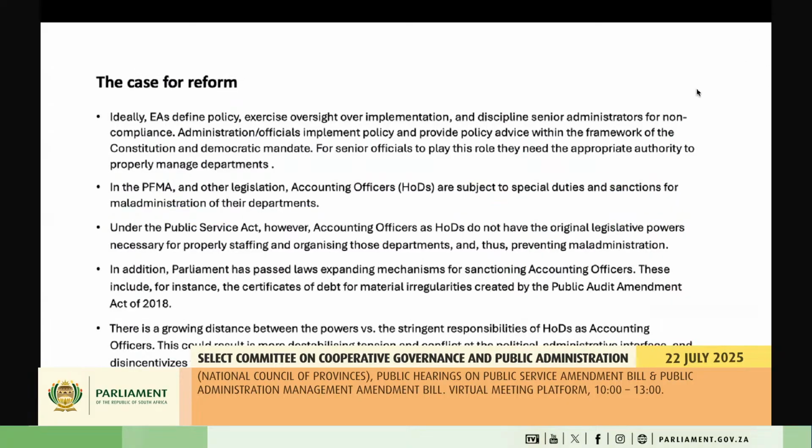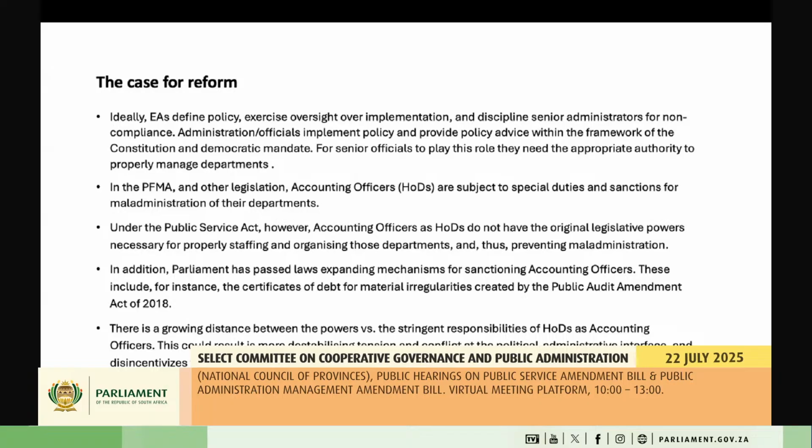Thanks, Chris. So, the bill is clearly an attempt to begin to tackle this sort of thorny issue. Ideally, executive authority should be defining policy and exercising oversight over implementation and obviously disciplining senior administrators if required. And then administrators and senior officials should be implementing that policy, providing policy advice within the framework of the Constitution and, in line with the democratic mandate and coming from election processes.